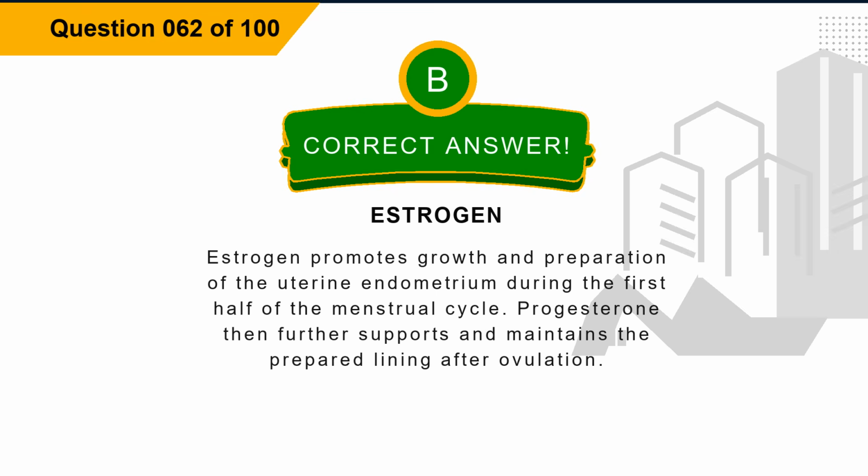The correct answer is option B, estrogen. Explanation: estrogen promotes growth and preparation of the uterine endometrium during the first half of the menstrual cycle. Progesterone then further supports and maintains the prepared lining after ovulation.